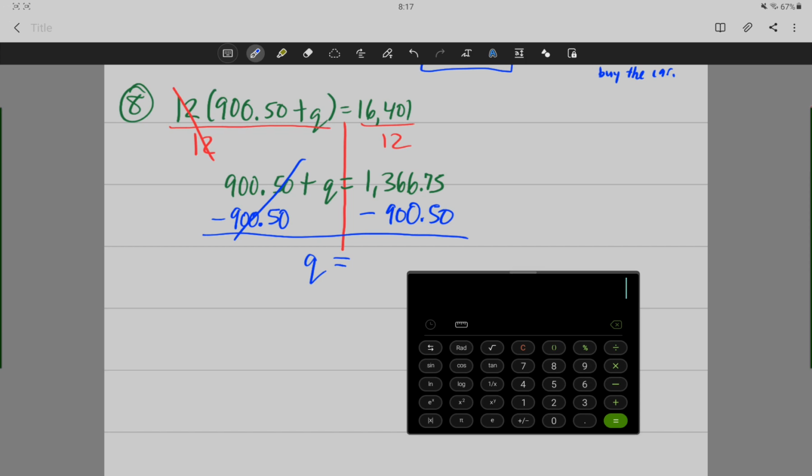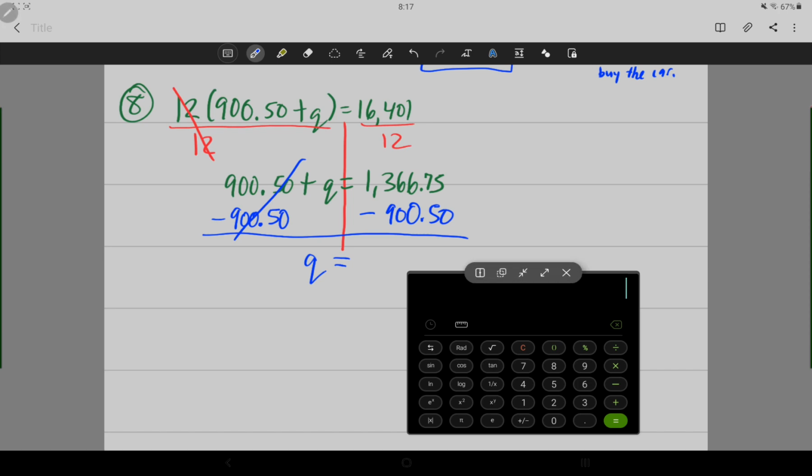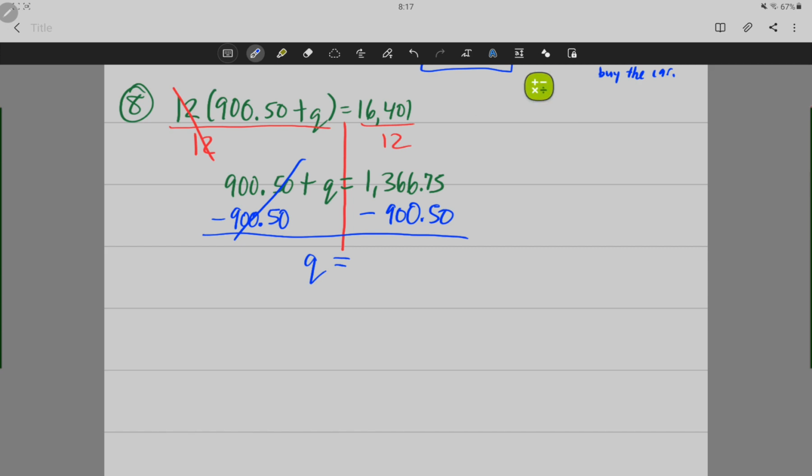So 1,366.75 minus 900.50. You can use your calculator for it, but this one seems pretty straightforward. 75 minus 50 is 25, so that's 0.25. Bring down the 6's, and 13 minus 9 is 4. So our answer for this, remember it's speaking about dollars, is $466.25. Okay, so that is question 8.